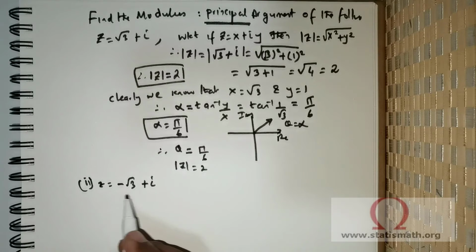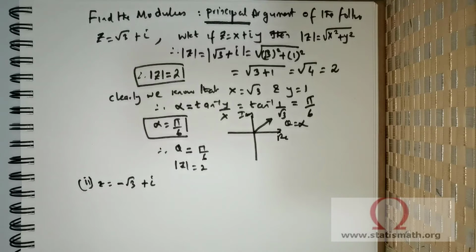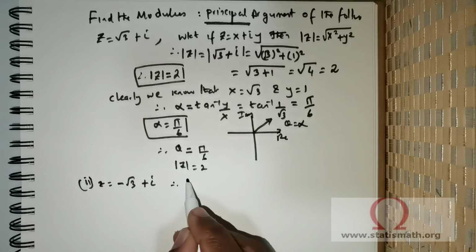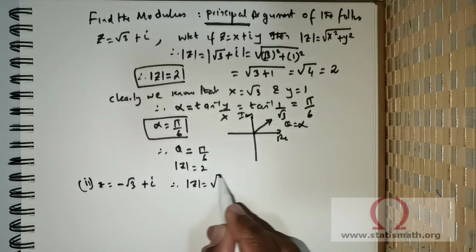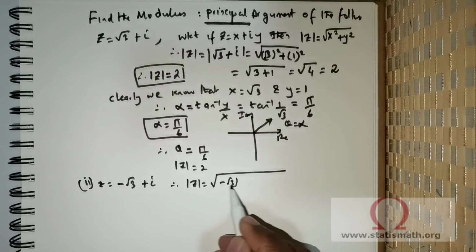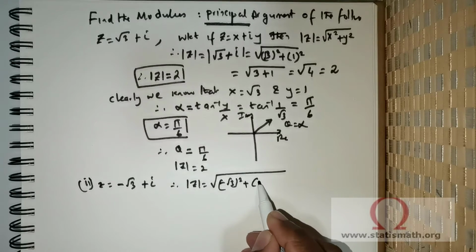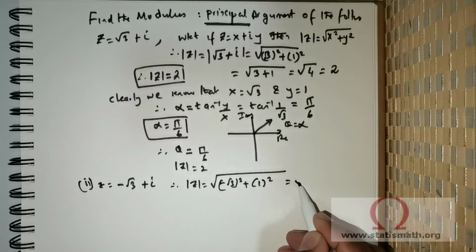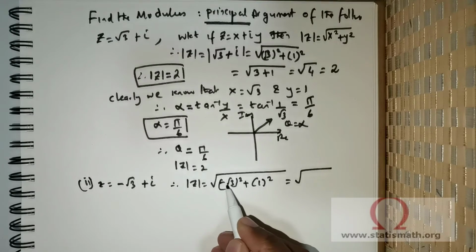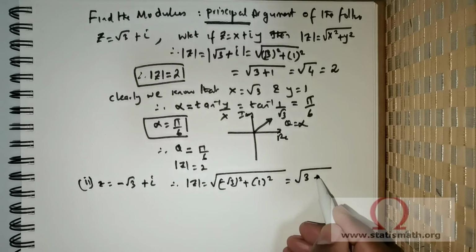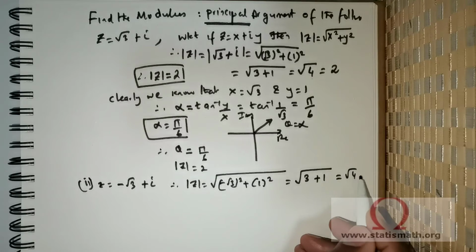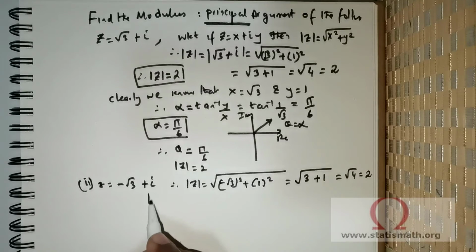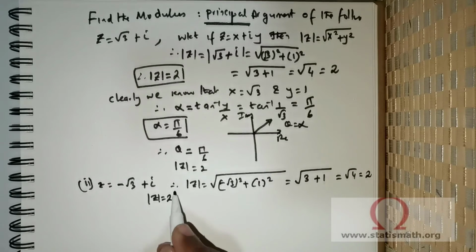Students, we are given this next question. We are expected to find the modulus and the principal argument for this. So therefore clearly mod of z is going to be root of negative root of 3 raised to the power 2 plus 1 raised to the power 2. This is equal to root of negative root 3 squared will give me 3 added with 1, which is going to be root of 4, which is going to be equal to 2. So modulus of z is equal to 2.